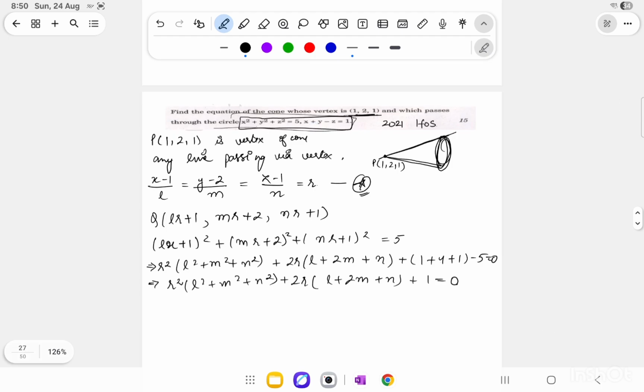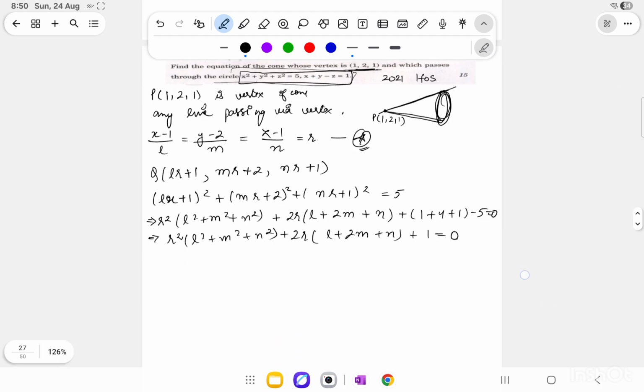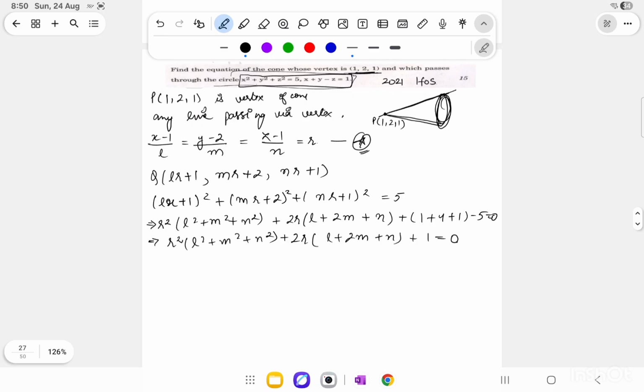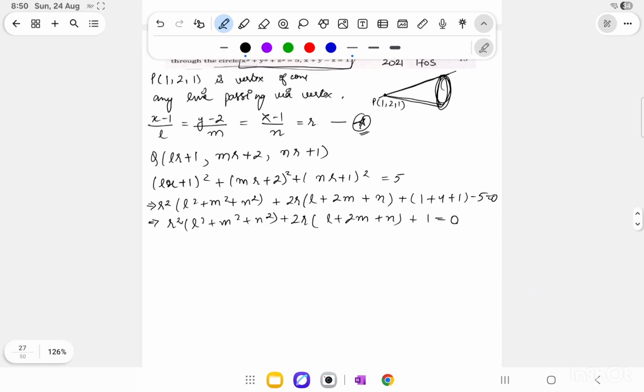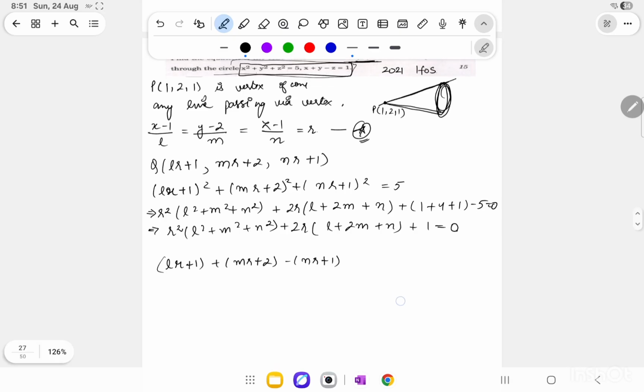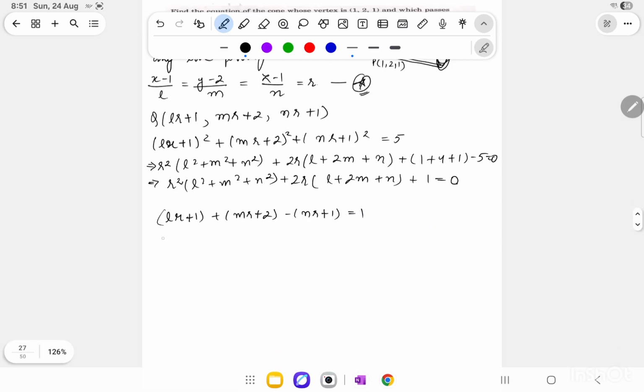Likewise, it must satisfy the second equation of plane as well, because intersection of sphere and plane together represents the guiding curve. So if we substitute coordinates of Q in the equation of plane, we'll get LR plus 1 plus MR plus 2 minus NR plus 1 is equals to 1. So if we simplify it, we'll get R into L plus M minus N plus 1 plus 2 minus 1 minus 1 is equals to 0.